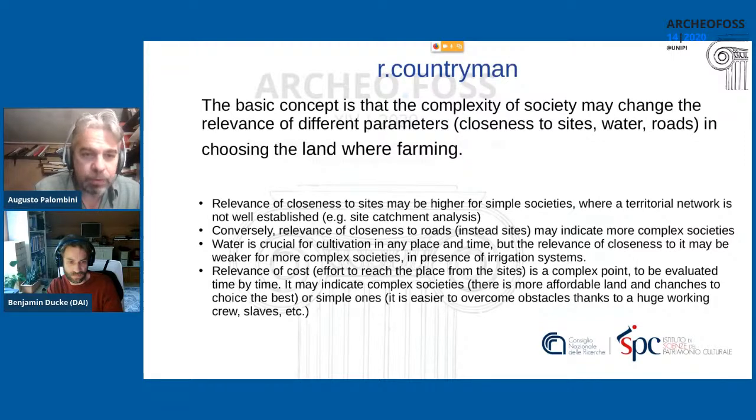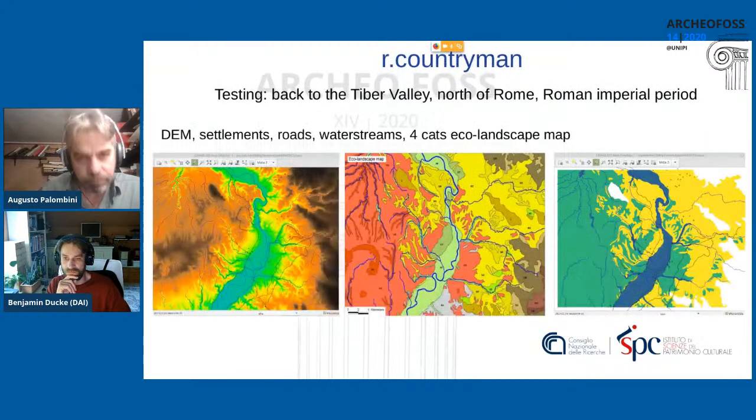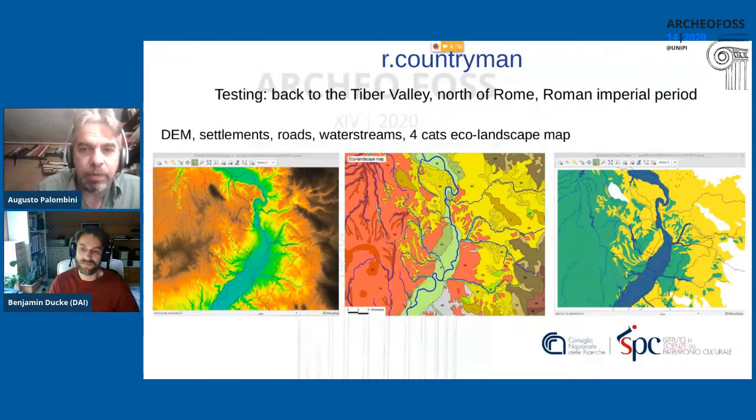As for the cost effect, the cost map, the map of the cost needed to reach a given point in the area, is a complex point, and may be evaluated time by time, because it is a very complex element. So this is again the case of a test on the imperial period in the Tiber Valley north of Rome, just to see how the tool works.